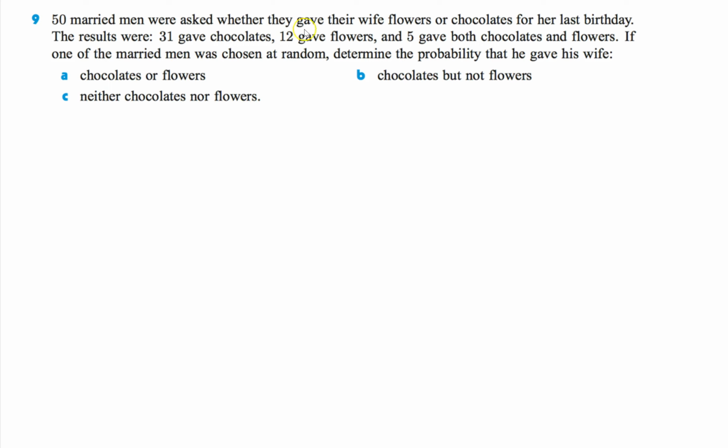So 50 married men were asked whether they gave their wives flowers or chocolates for the last birthday. The results were 31 gave chocolates, 12 gave flowers, 5 gave both. If one of the married men was chosen at random, determine the probability that he gave his wife blank, blank, blank. So we're going to do it kind of the same way. Make a little table right here, a little Venn diagram.